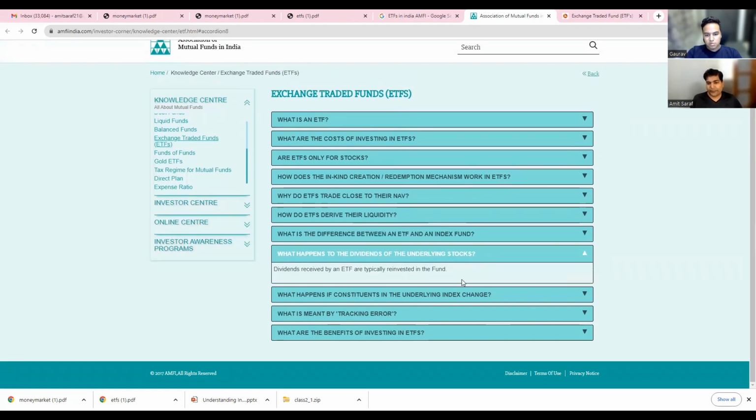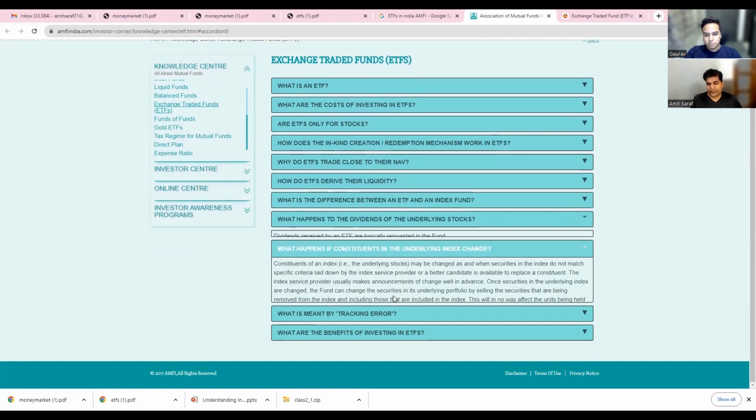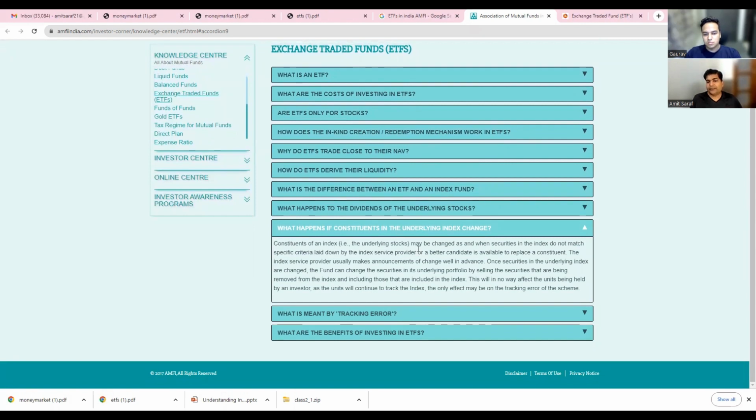Dividends received by an ETF are typically reinvested in the fund. What happens when the constitution of the underlying index changes? Say somebody has a Nifty ETF, which mimics the Nifty 50 stocks, and some shares go in and out. Once securities underlying the index are changed, the fund can change the securities in its portfolio by selling the securities that are being removed from the index and including those that are coming in. Like I am hearing that presently they are going to include Mindtree or some IT stock in Nifty 50. So some ETFs can actually buy the stock that is coming in and sell the stock that is going out. They can buy and sell in the physical market and manage that.